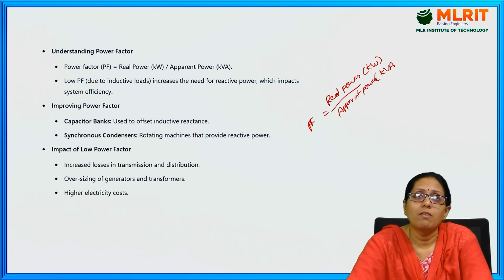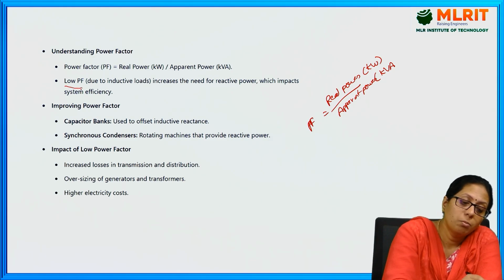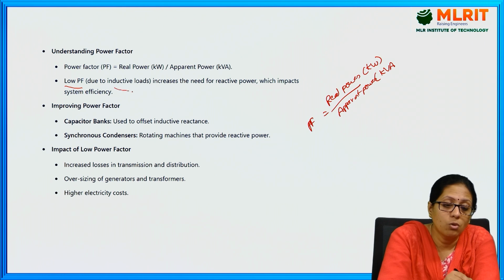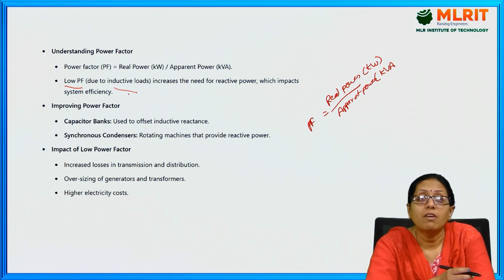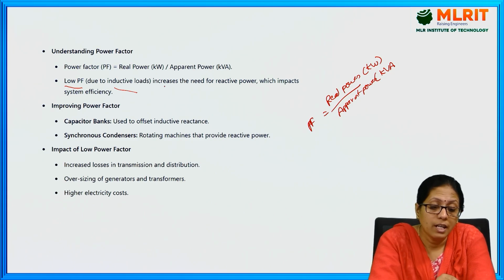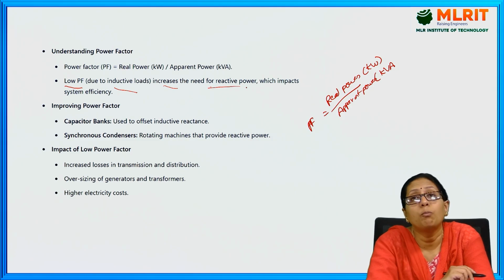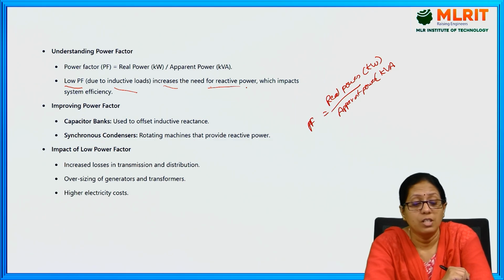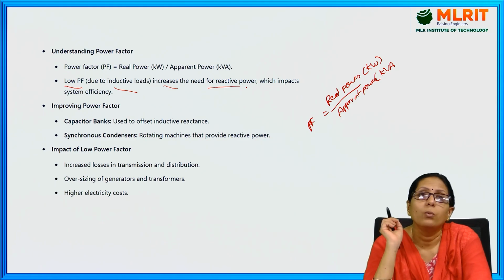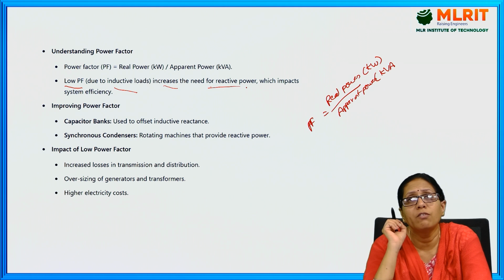Low power factor is due to inductive loads. When a greater number of inductive loads are connected, the power factor will reduce. So it will be a low power factor. It increases the need for reactive power, which impacts the system efficiency. Means for low power factor, we need a greater amount of reactive power.